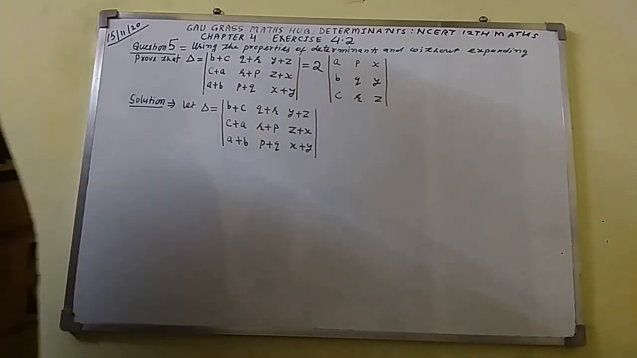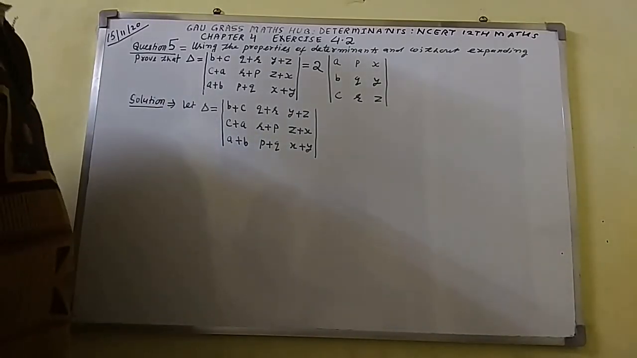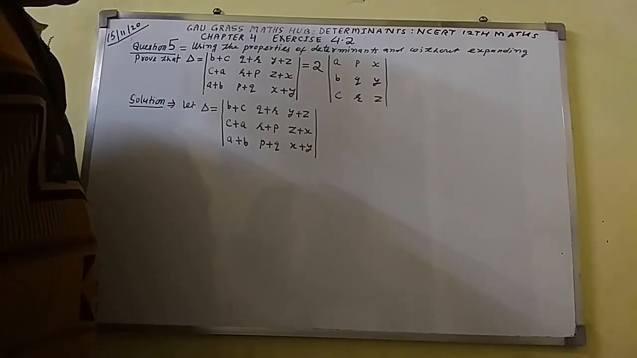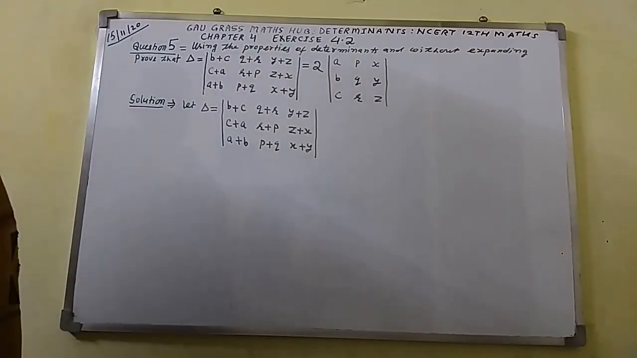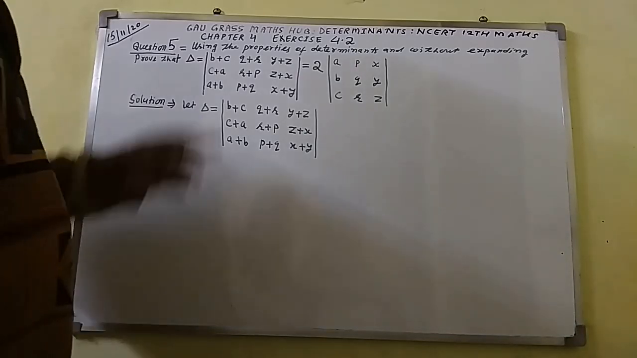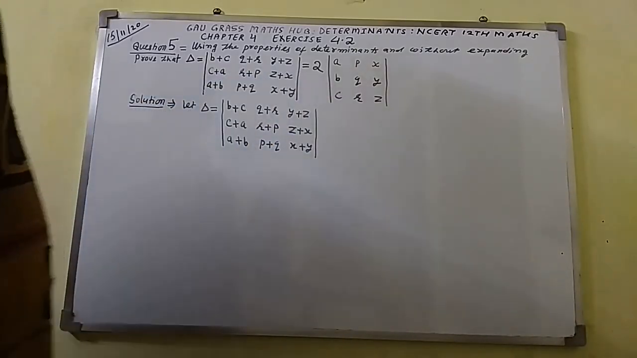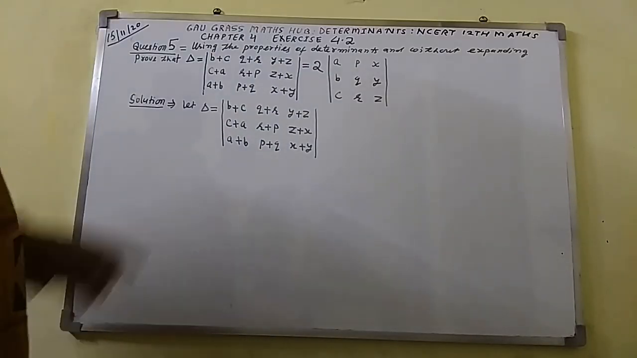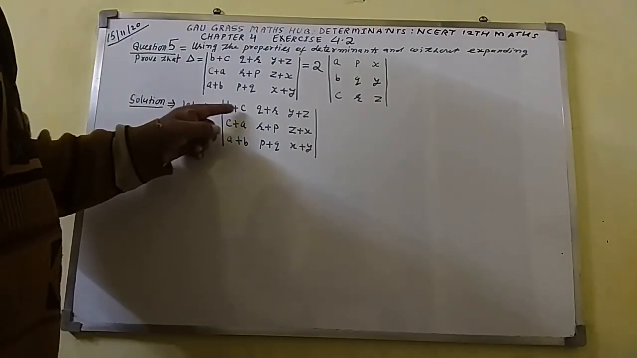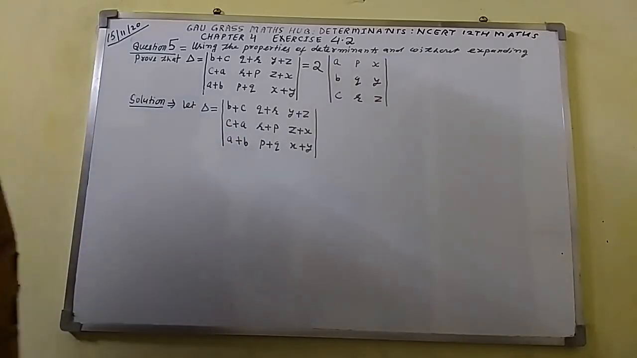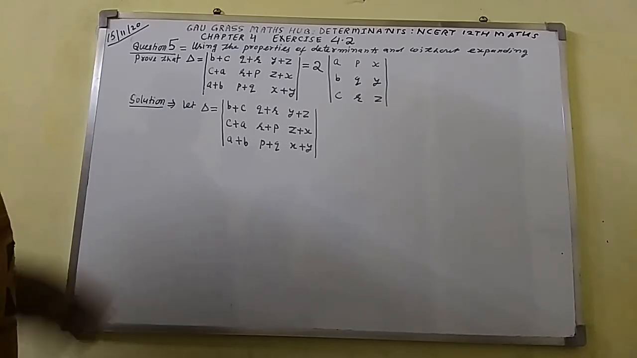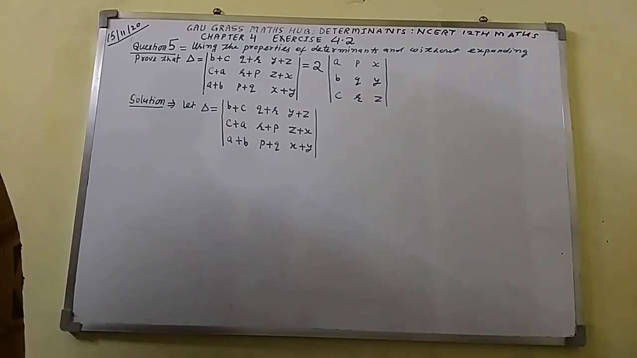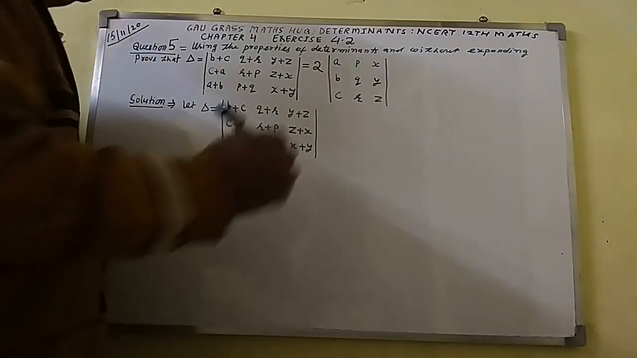What do you have to do here? This is a peculiar type of determinant, and you have to prove that it equals this determinant multiplied by 2. Here you can see b plus c, c plus a, a plus b. What to do in this case? I shall apply the interchange property here.